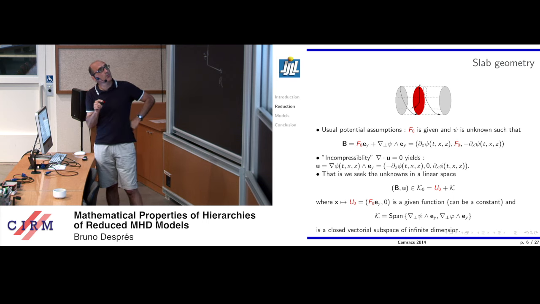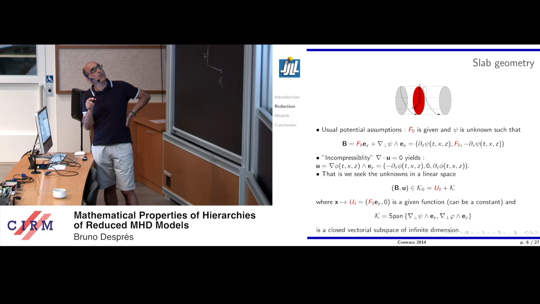But if we assume incompressibility, we can use the fact that U is a curl, the curl of phi EY. So the divergence of U is 0. And here is the trick, where I translate this geometrical structure into a mathematical structure.